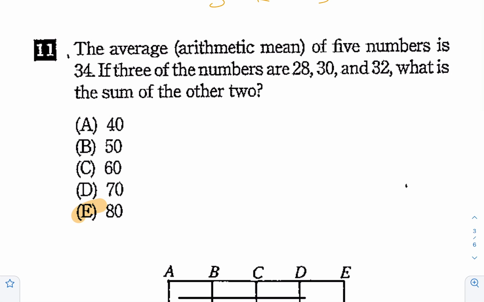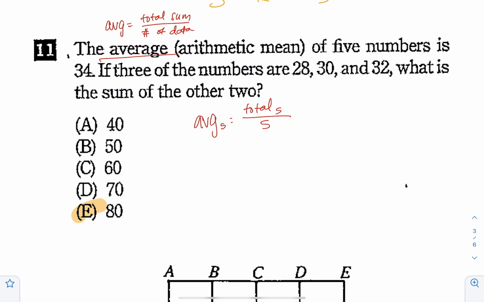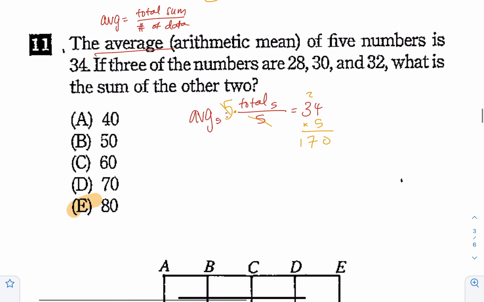Next, for number 11, the average (arithmetic mean) of 5 numbers is 34. If 3 of the numbers are 28, 30, and 32, what's the sum of the other 2? The key word here is average, and average means a total sum divided by the number of data. In this case, the average of 5 numbers would be the total of those 5 numbers divided by 5, and this is equal to 34. So to find the total of these 5 numbers, you can multiply by 5 on both sides. And that gives 170 as the total.